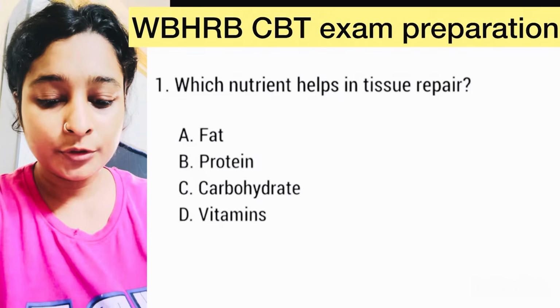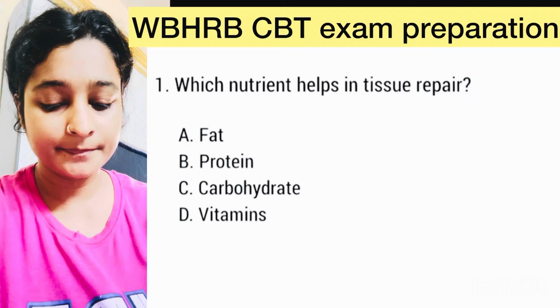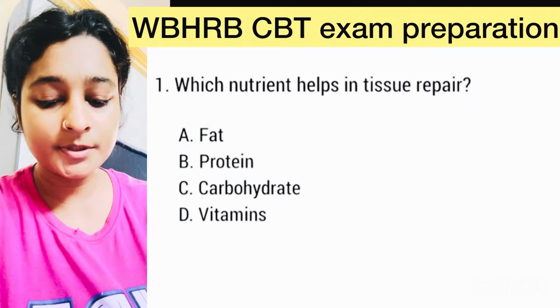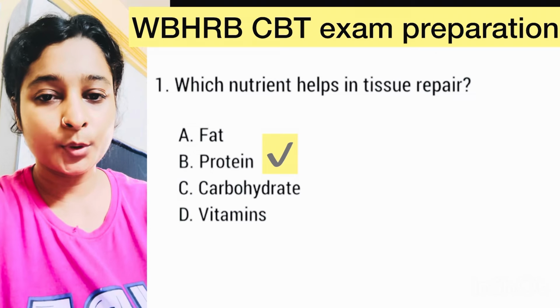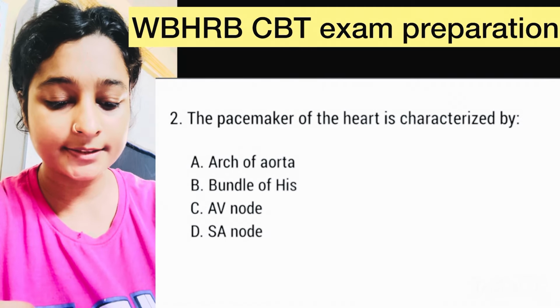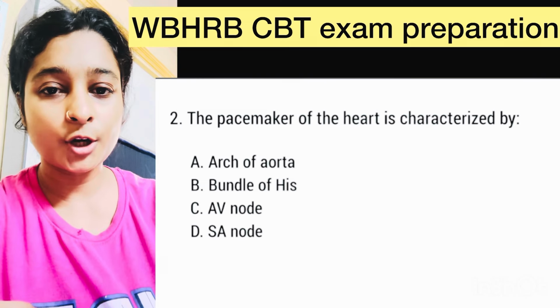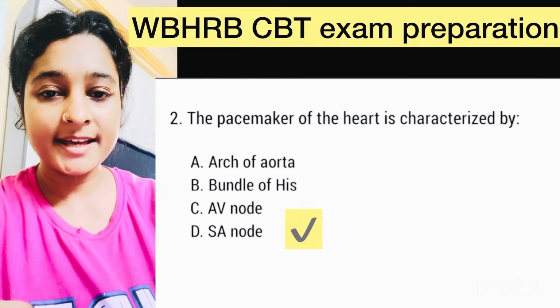Question number 1. Which nutrient helps in tissue repair? Here, correct option is option B, protein. The pacemaker of the heart is characterized by. Here, right option is option D, SA node.